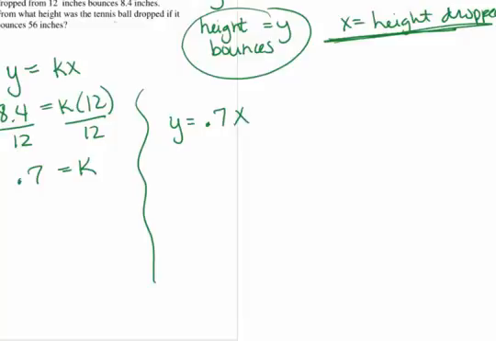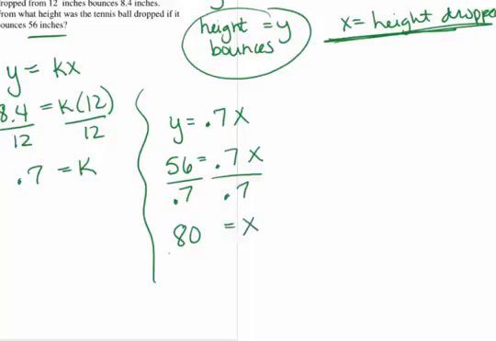From what height was the tennis ball dropped if it bounces 56 inches? So y is the height of the bounce, so that's where my 56 will be. 56 equals 0.7 times x, since we don't know how high it was dropped from. Divide both sides by 0.7, and we'll get 80 is equal to x. Now your units were all in inches, so this is 80 inches.